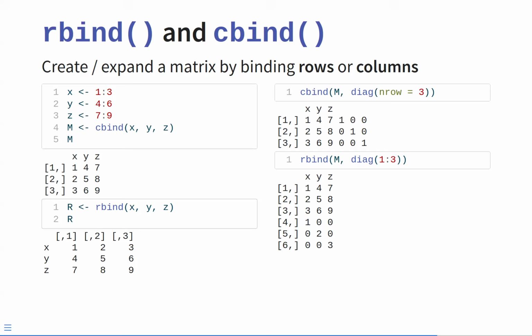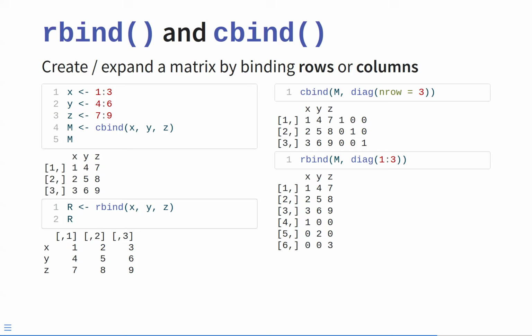I could also have rbound, or rbinded perhaps, the very same vectors. If I did that, then everything is turned on its side. So rbind takes some vectors and installs them as rows of a matrix, whereas cbind installs them as columns.